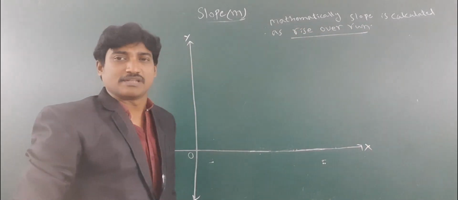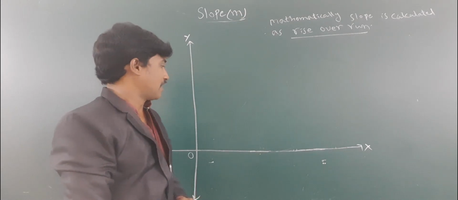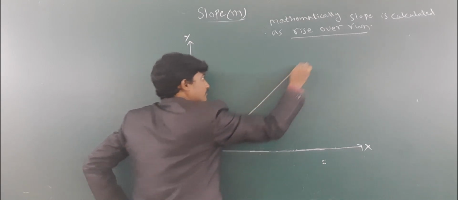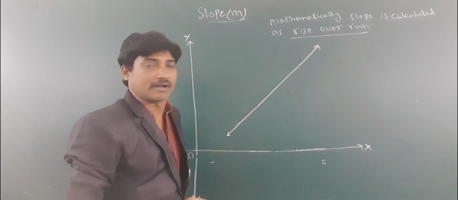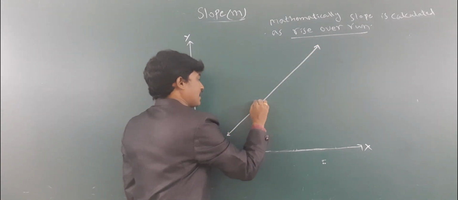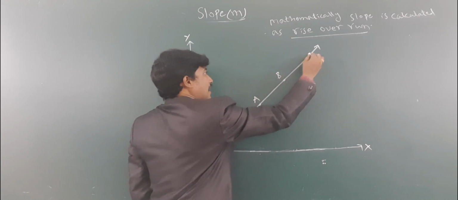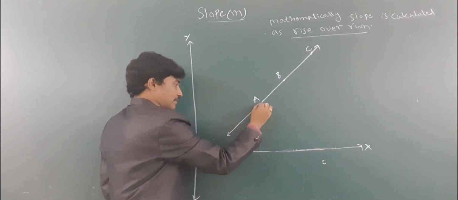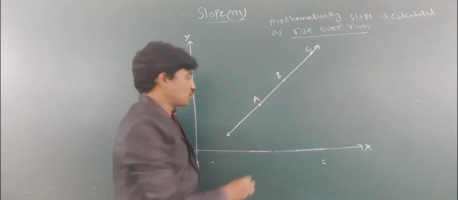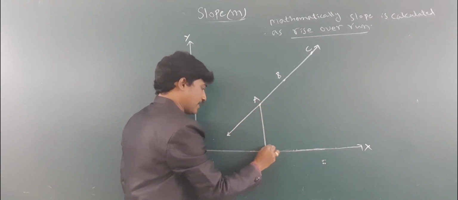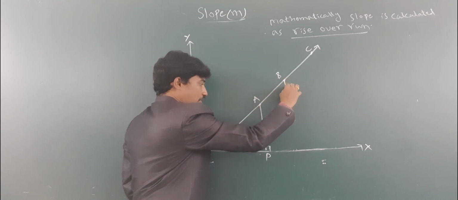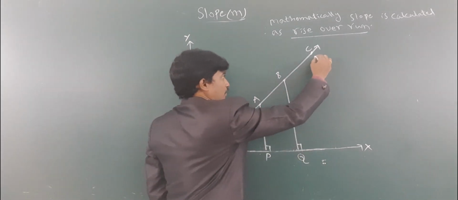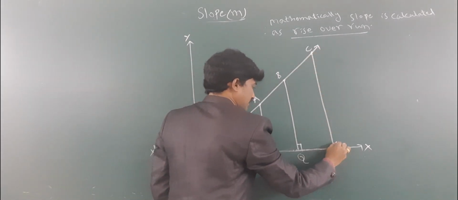Here slope is generally denoted by the letter M. I am taking a line and three points A, B and C on the x-axis, drawing perpendiculars from A onto the x-axis as AP, from B onto the x-axis as BQ, and from C onto the x-axis as CR.